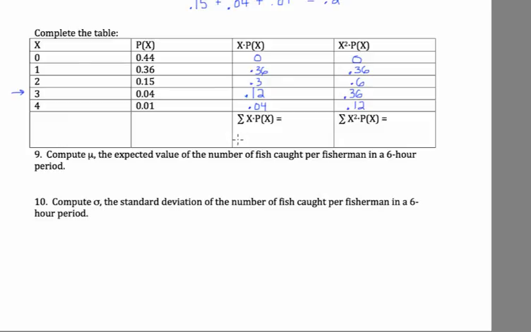In order to find mu, the mean, and sigma, the standard deviation, I need to figure out the sum of the xpx column and the sum of the x squared px column. So I just add all these numbers. And this means add up all the numbers in this column. So I'll do that, add these numbers.